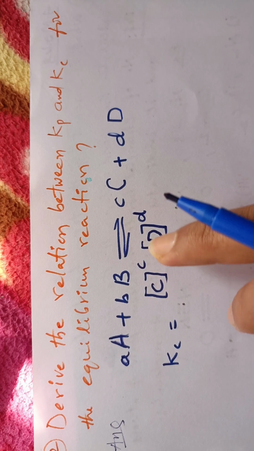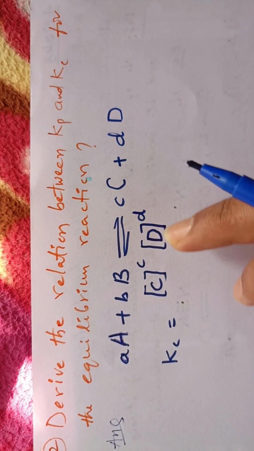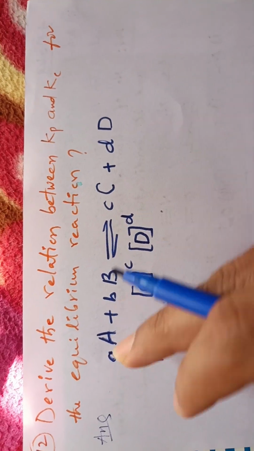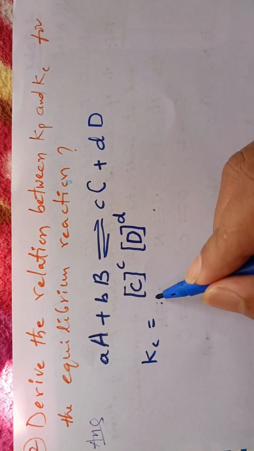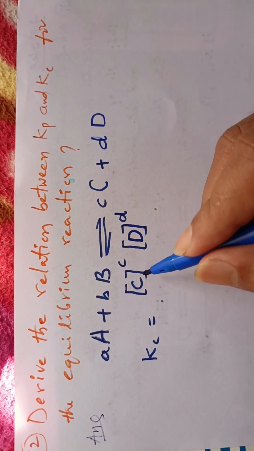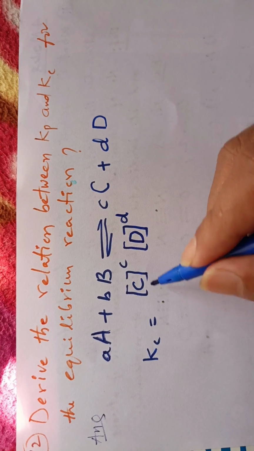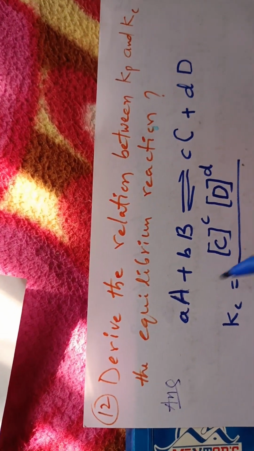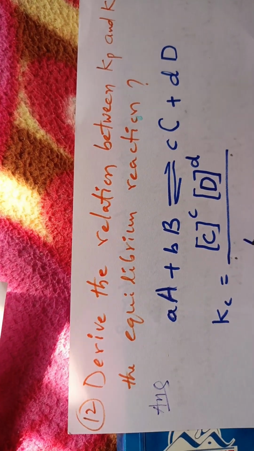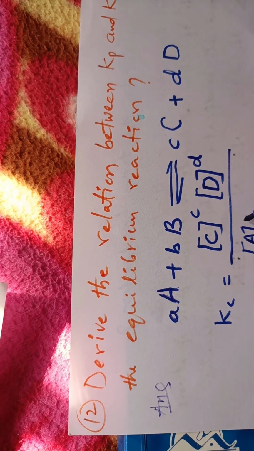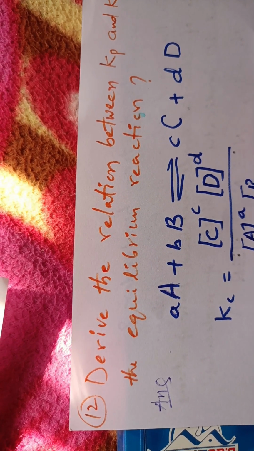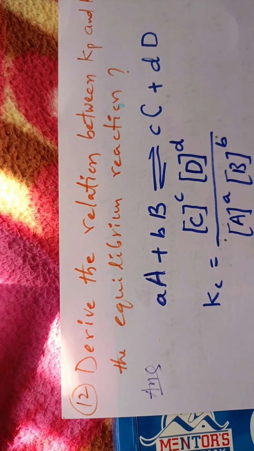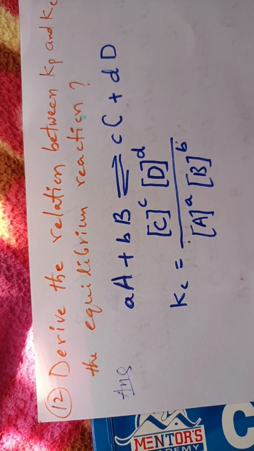Here, product of products' concentrations. Product means multiplication; the other meaning of product is what is yielded from the reaction. So we have the product of product concentrations with their powers, divided by the same written for reactants: the concentration of A with power small a and the concentration of B with power small b. This is the equilibrium constant with respect to concentration.